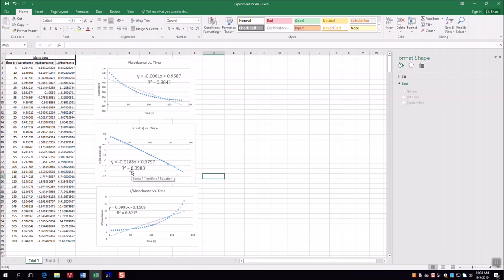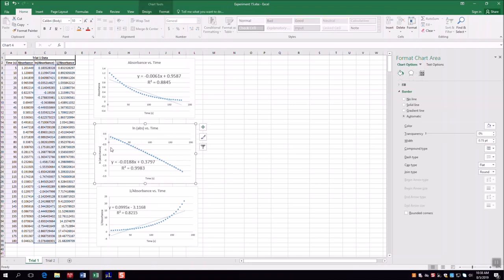Well, we know from our previous experiments that we consider a good linear regression to be a linear regression that's 0.99 or better, so we believe this is a good linear regression. If we feel that it's a good linear regression, that's our most linear graph. It's got our R squared closest to 1, so experimentally, we have determined that the reaction order with respect to dye is represented by this graph.